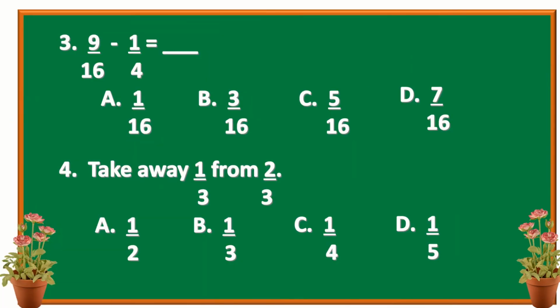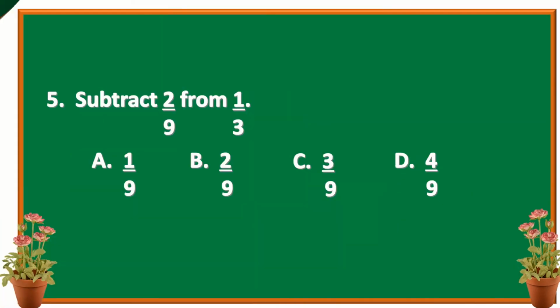Let's go to number 3 and number 4. Number 3 is 9 over 16 minus 1/4 equals blank. And for number 4, take away 1/3 from 2/3. Okay, finished. Then for number 5, you subtract 2/9 from 1/3. Okay, are you done now?